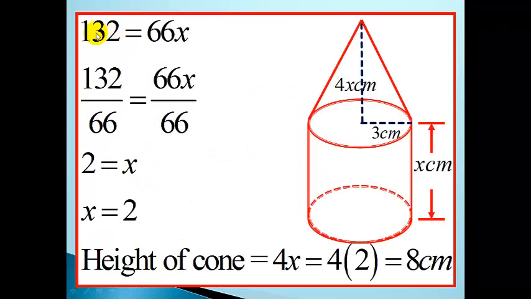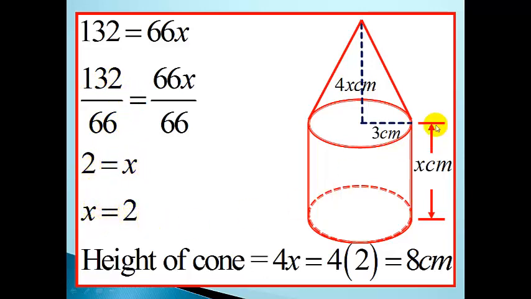Now, if 132 is equal to 66x, how do we solve for x? We divide the right hand side by 66 as shown. Then we divide the left hand side also by 66 as shown. Now, 66 cancels 66 and we are left with x. Or 66 goes into 66 once. 1 times x is x. And 66 goes into 132 2 times. That means that the value of x is equal to 2. So x is equal to 2.